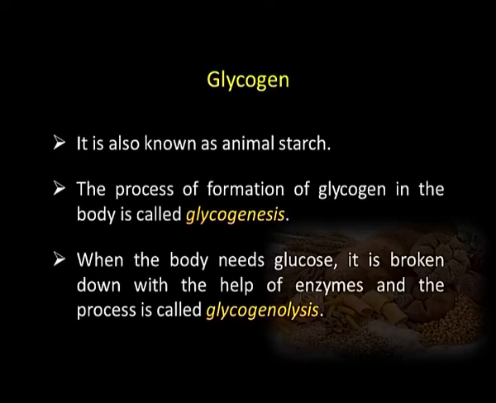But when sometimes we are not getting food and the body needs glucose to get proper energy, at that time glycogen is broken down with the help of certain enzymes, and then the process is called glycogenolysis. So, the processes of glycogenesis and glycogenolysis are continuously going on in our body. Sometimes glycogen is being produced, sometimes glycogen is being consumed.